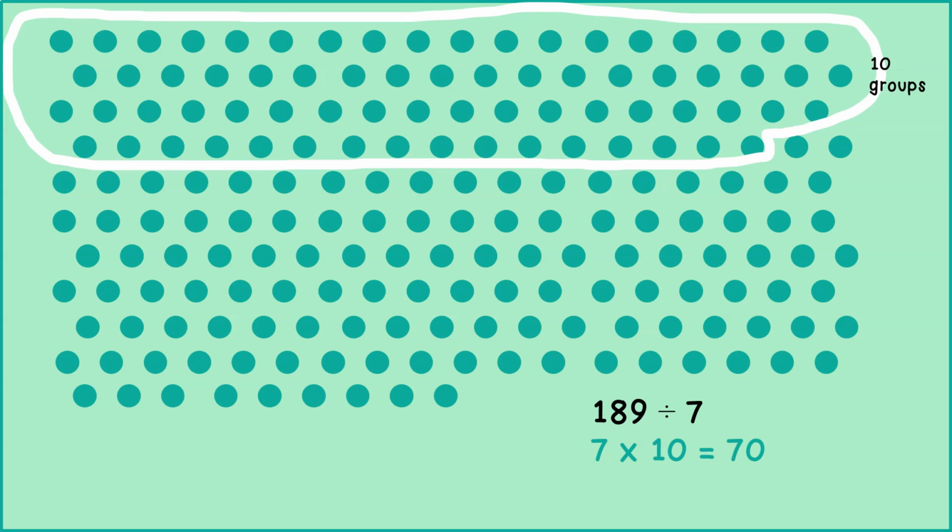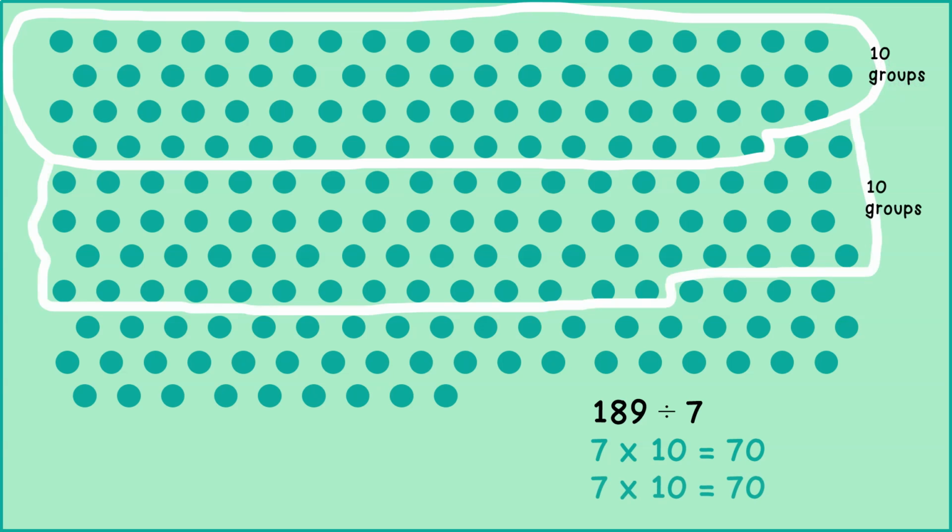So here I might start and I might say, I know that 7 times 10 is 70. So I know that there are at least 10 groups of 7 in this mix. I could even make a second group like I showed you in the other example. So now I know I had 10 groups up top. Now I have 10 more groups of 7. And then I'll know that I have 49 left over.